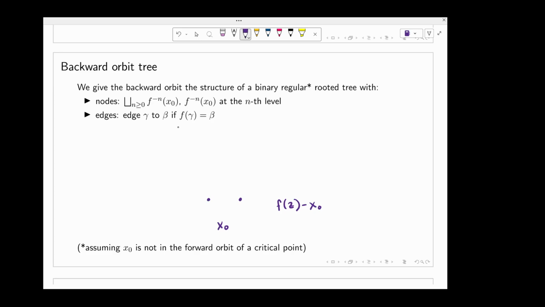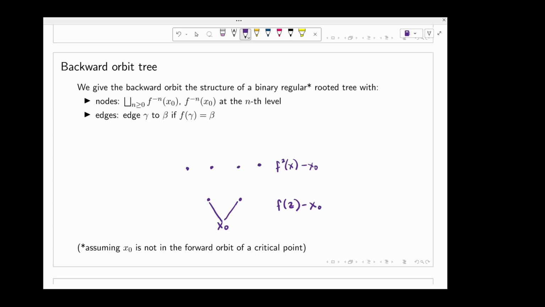And then I'm going to draw edges in my tree from some gamma to some beta if f maps gamma to beta. So in this case, f maps both of these to x naught, and I would draw out my connections like this. The second level of my tree should have the roots of f squared of x minus x naught. There should be 4 of these because this is a quadratic map.